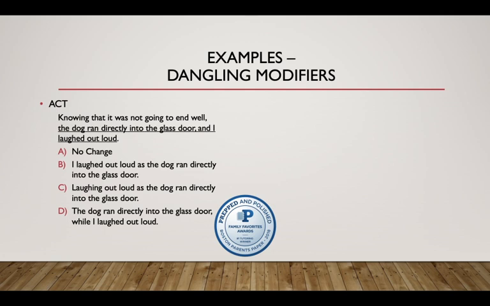B suggests that I knew it was not going to end well, and I laughed out loud as the dog ran directly into the glass door. C suggests that laughing out loud knew it was not going to end well. That doesn't make sense. And again, D suggests the dog knew it wasn't going to end well. This is how I approach these questions. I ask myself, well, who or what is knowing that it's not going to end well? In this case, I know it is I. So it has to be answer choice B.